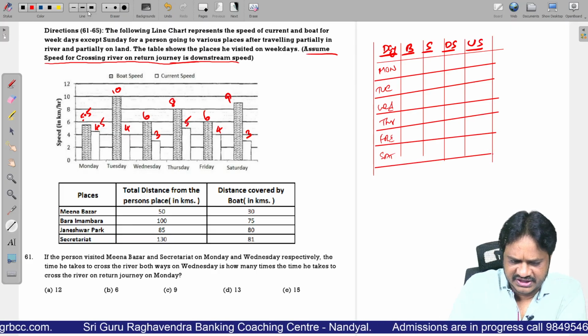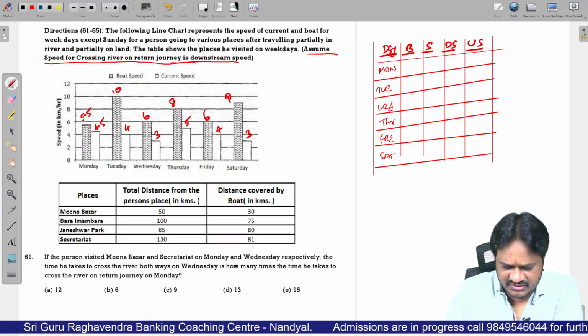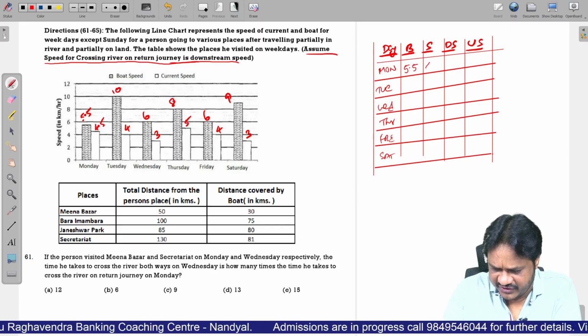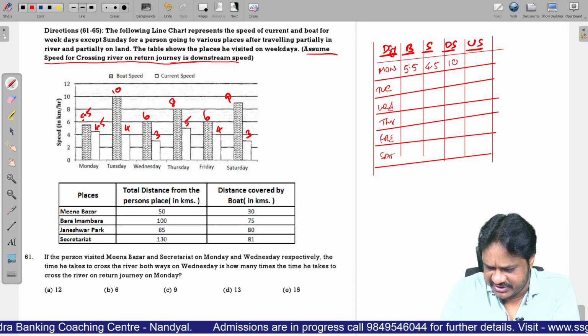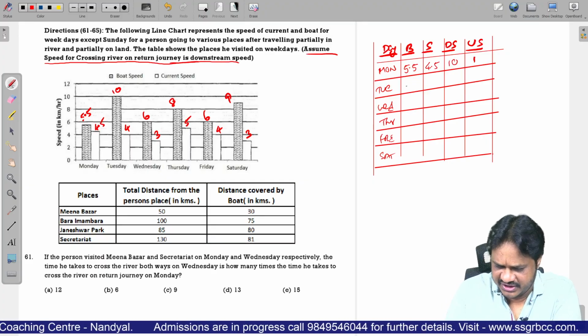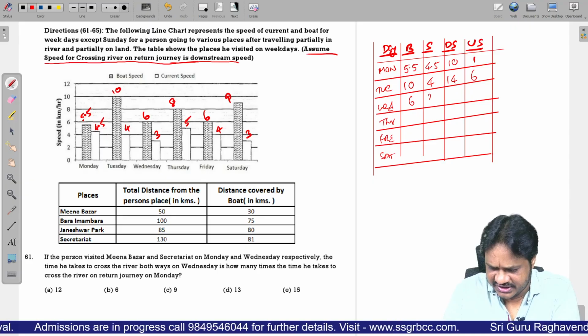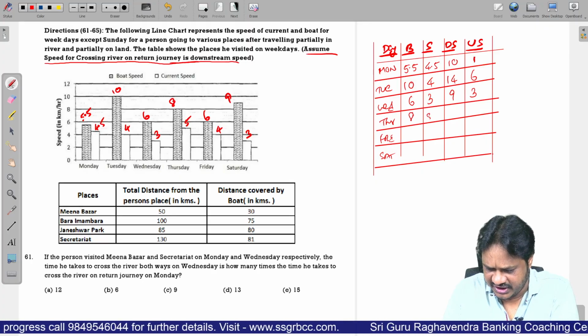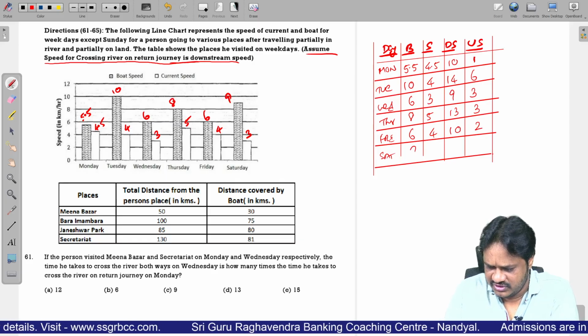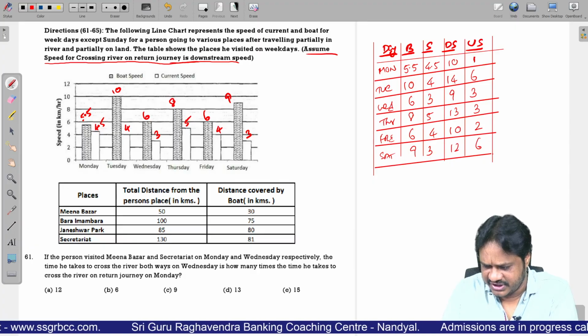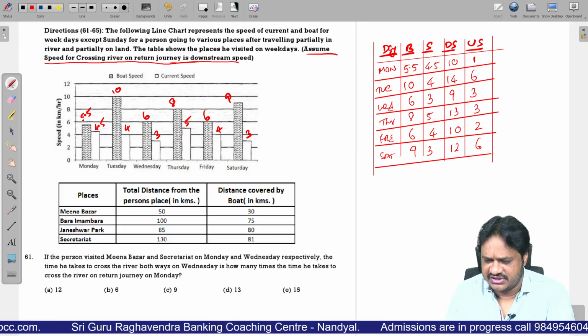Now, let us take the values. For Monday, 5.5, 4.5. Downstream is 10, upstream is 1. Tuesday, 10 and 4. Downstream is 14, upstream 6. Wednesday, 6, 3. Downstream is 9, upstream 3. Thursday, 8 and 5. Downstream 13, upstream 3. Friday, 6, 4. Downstream 10, upstream 2. Saturday, 9, 3. Downstream 12, upstream 6. Now, these are the boat speed, stream speed, downstream and also upstream.